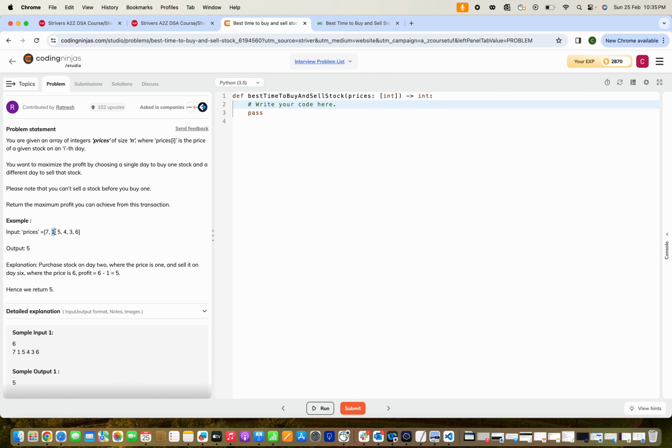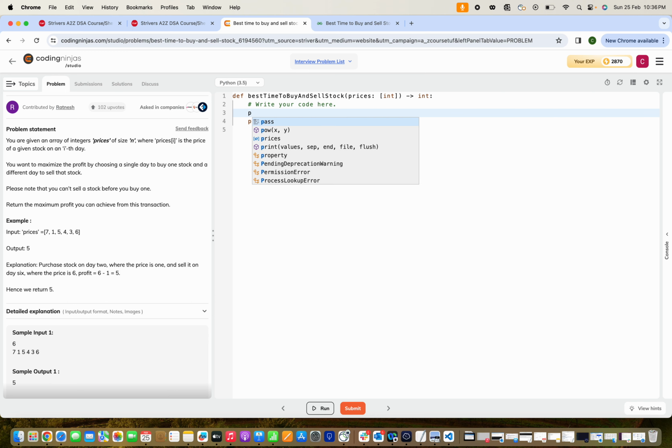Again, moving forward, is 1 less than 5? No. So in that case, we are going to check the maximum profit. For example, here, if the current price, that is 5, minus the purchased value, that is 1, is greater than your maximum profit, that is 0, then this value will be your maximum profit. Let us write a code for this to better understand.